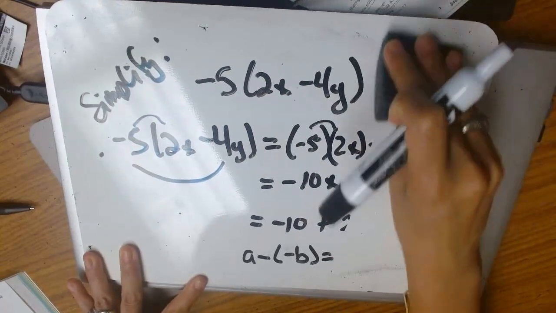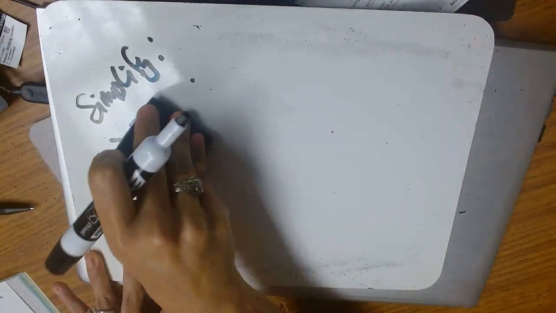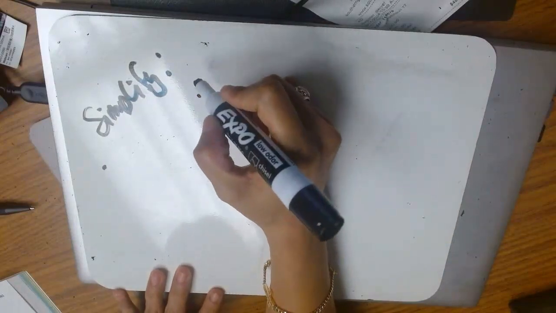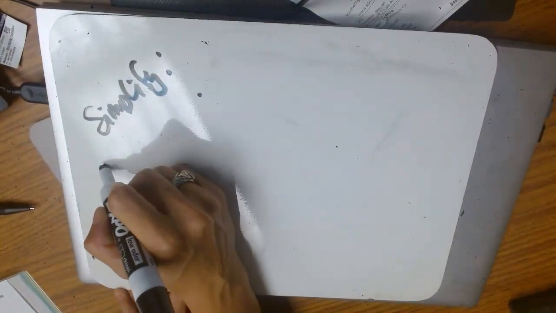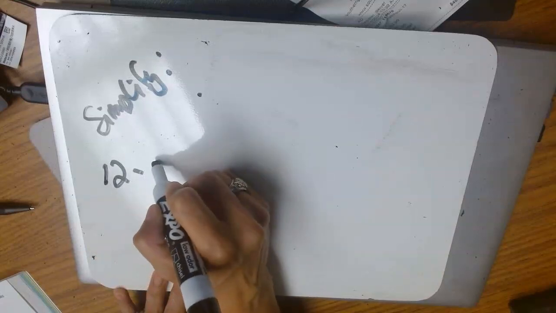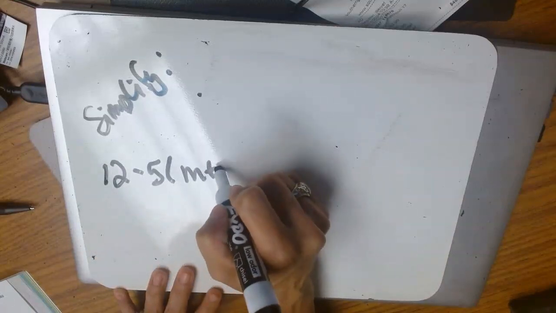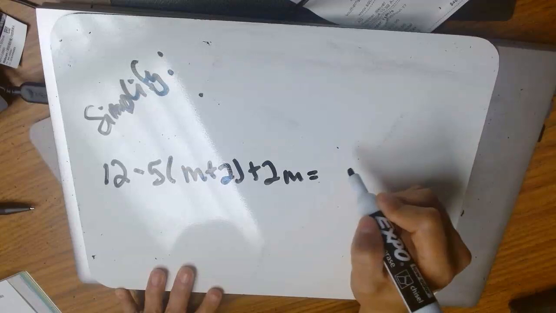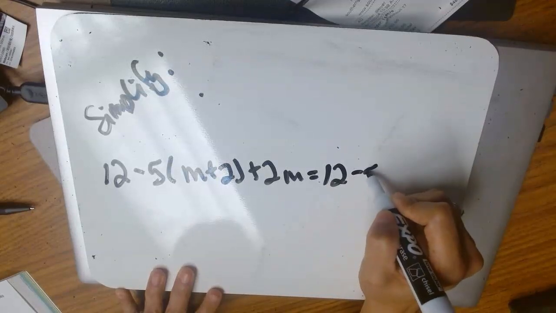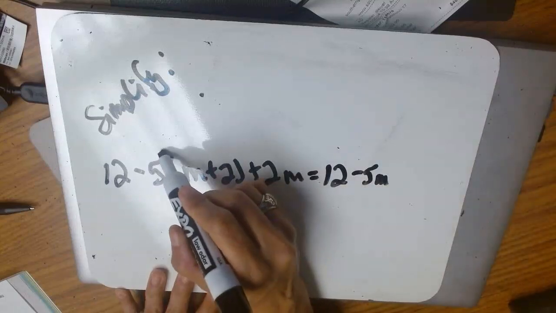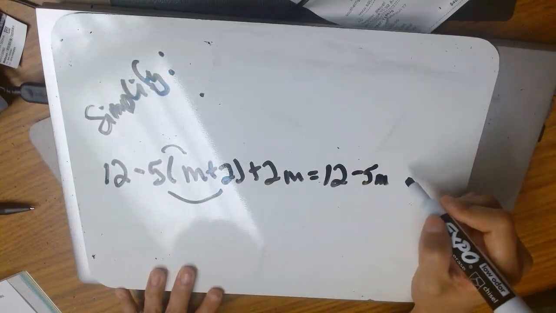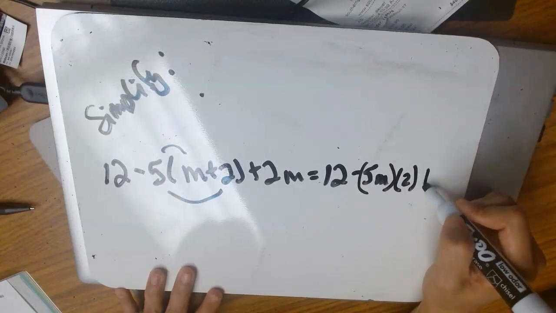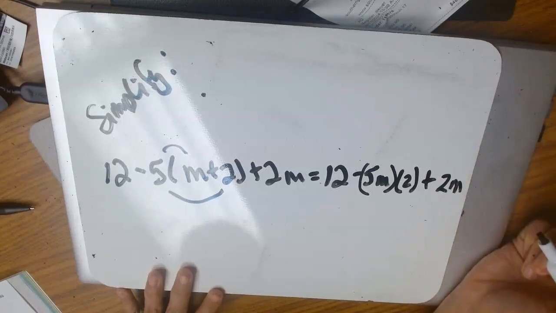Alright, now I'm going to show you a different problem. Alright, here we go. I'm going to go ahead and write it down here, that way I don't have to rewrite it twice. So it's 12 minus 5 times n plus 2 plus 2m. Just showing you how I'm doing my work. Plus 2m.